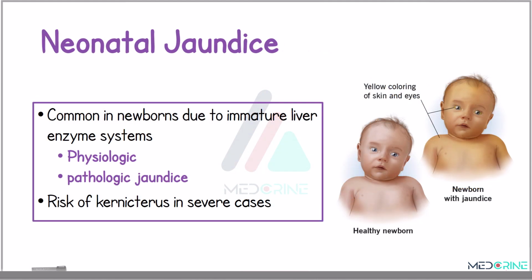There's another type of jaundice known as neonatal jaundice. Neonatal jaundice is quite common, especially in premature infants, and is often classified into physiologic or pathological jaundice. Physiologic jaundice occurs due to immature hepatic enzymes, and pathological jaundice, on the other hand, arises from hemolysis or infection, posing a greater risk for kernicterus, which is a form of bilirubin-induced brain damage.